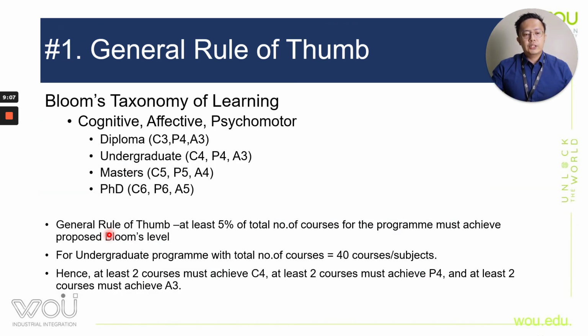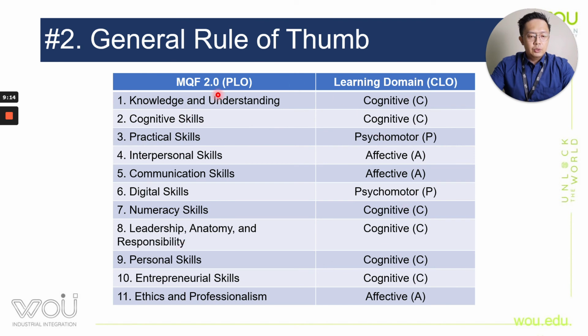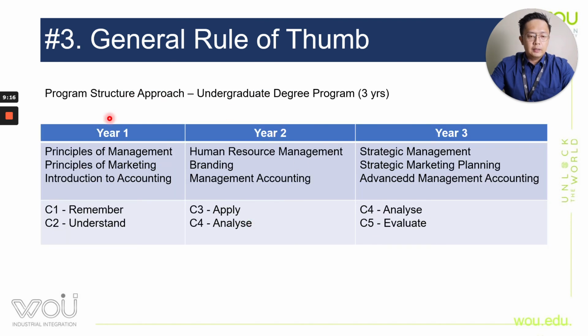Firstly, the general rule of thumb is the set of proposed levels. Second is to use the MQA framework, the PLO method. And the third is the program structure approach. So you can use these 3 general rules of thumb to help you determine what level of learning you should set for your course specifically.